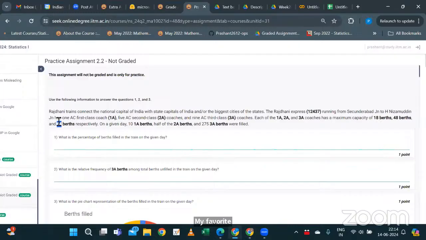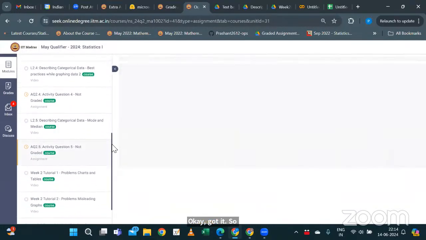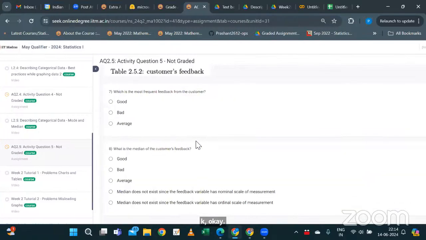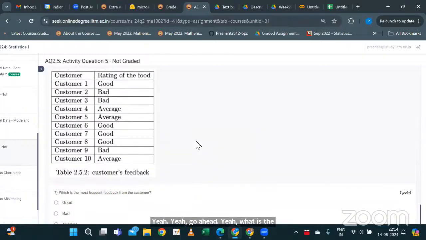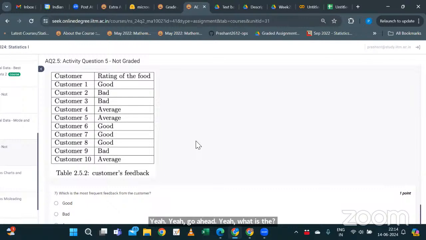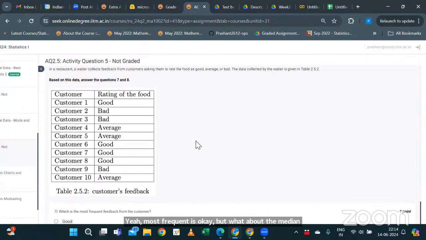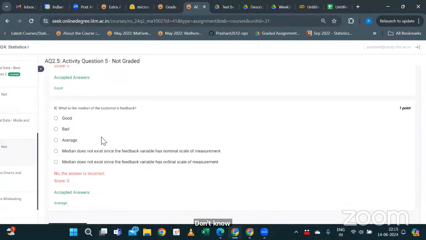One more doubt. In activity 5, question number 7. We could discuss these things in the next session, but all right, go ahead. What is the most frequent feedback from the customer? Good, most frequent is good, but what about the median? It will not have any median there. No, median will be there. Median is not the average. Median is there, right?